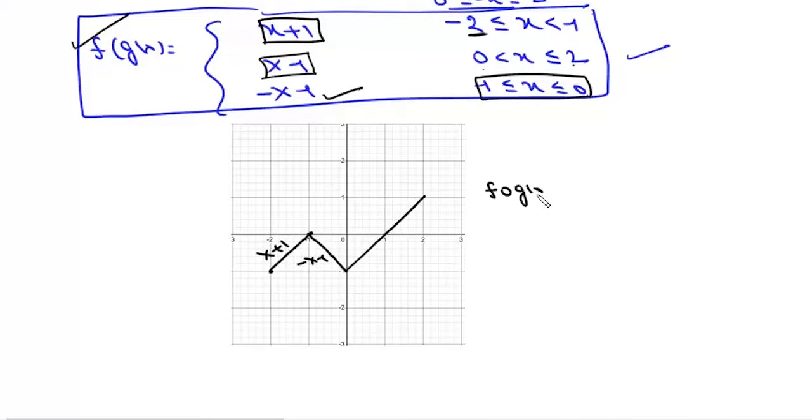f of gx. Now clearly, this function is continuous in minus 2 to 2, and it is not differentiable at these 2 points where we have these corners. So not differentiable at x equals minus 1 and x equals 0. So this is how we can write composite functions from the two given functions fx and gx.